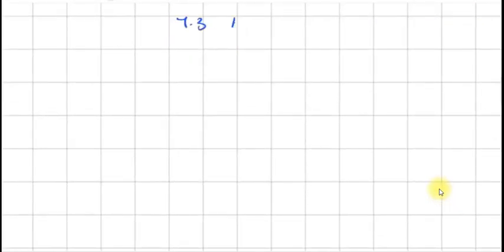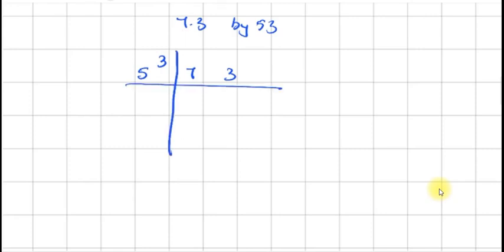7.3 divided by 53. So first what you will do is write 5 and 3, then put 7, then 3. Then draw a vertical line, and in this case ensure that there is a decimal point. Before the decimal point you have one digit. Before that digit you have to draw a vertical line. Then you draw a horizontal line. Now you have to divide that.